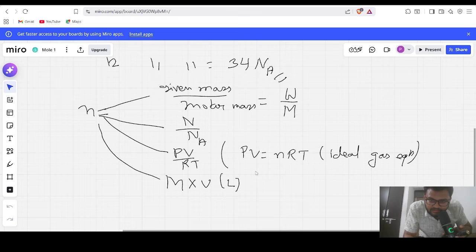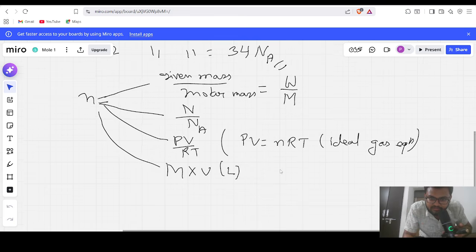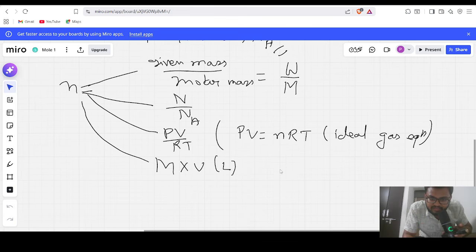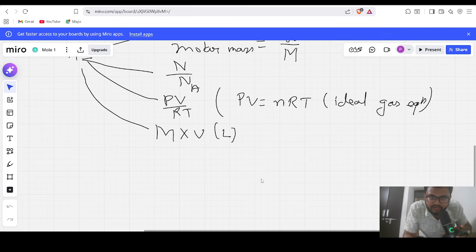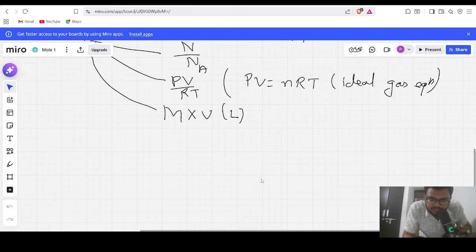The third method is using the ideal gas equation. Ideal gas is PV equal to nRT, so n is PV by RT. Clear? I think you don't have any confusion. Next we will see what is molarity. Molarity is basically moles by volume in liter, so moles will be molarity into volume in liter. These are the basics we have covered in this lecture.